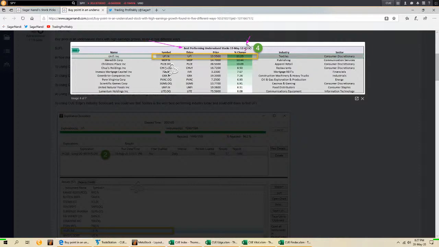I ran it, you can see, at 12:42 p.m. Eastern Standard Time. UFI came to the very top. It was up by 11.25%.